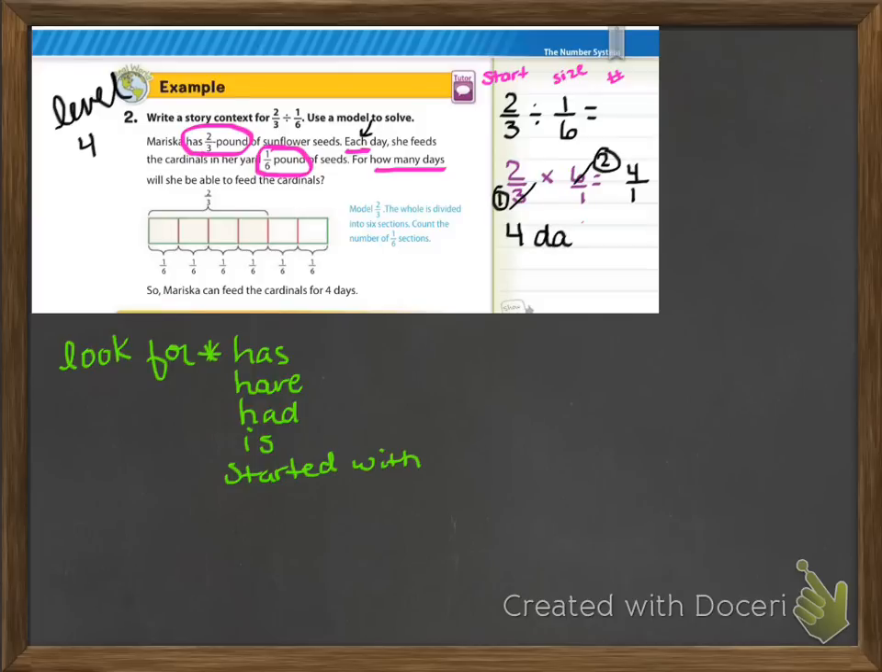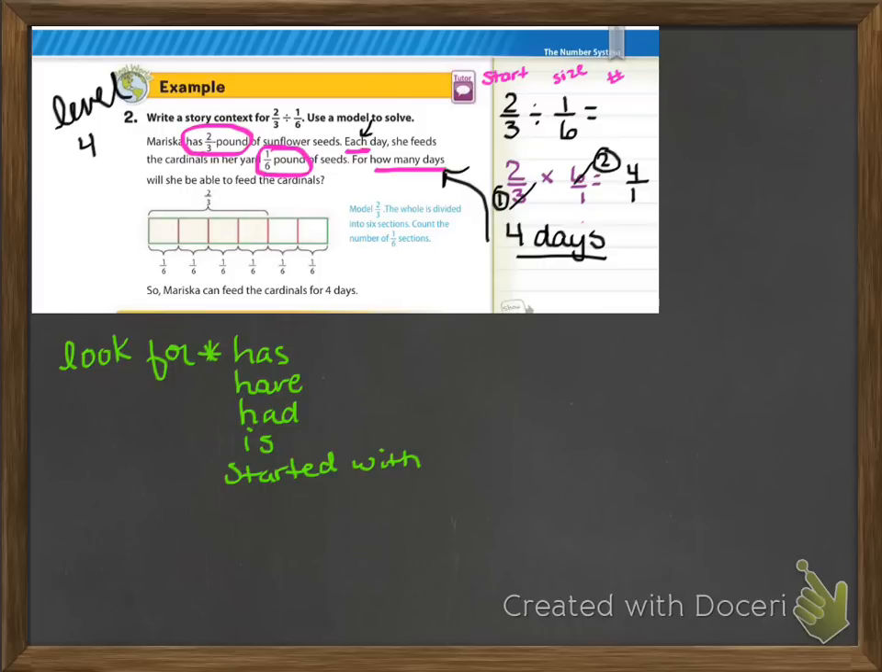So our final answer here must actually say 4 days, because we want to refer back to our question and go, what were we solving for? Were we solving for size, so pounds? Were we solving for bags? No, we were solving for how many days. So you want to make sure that your answer includes days, 4 days.